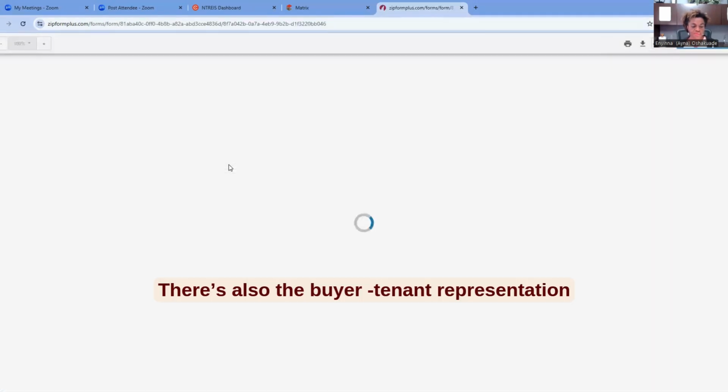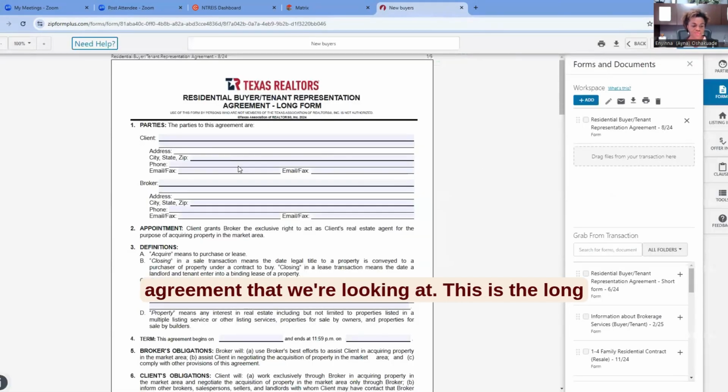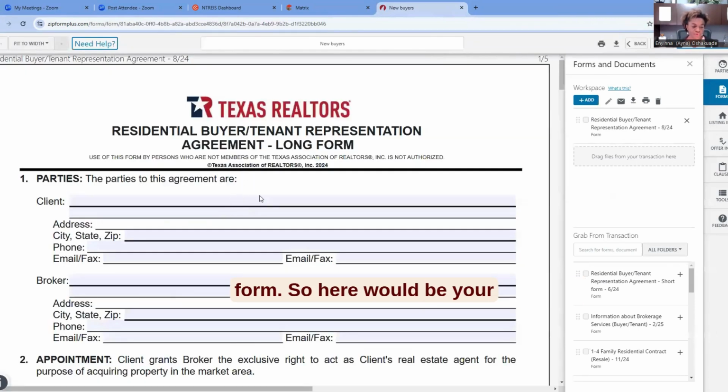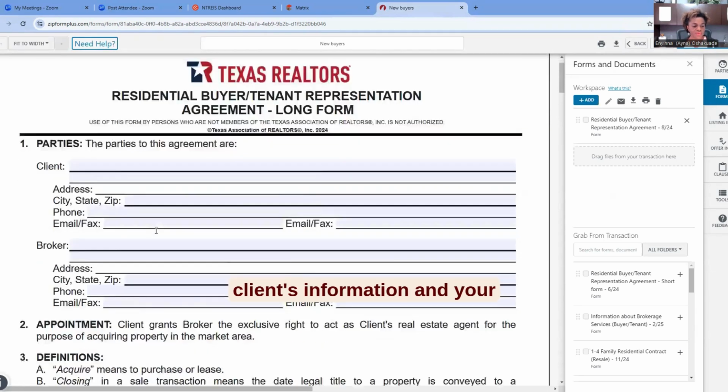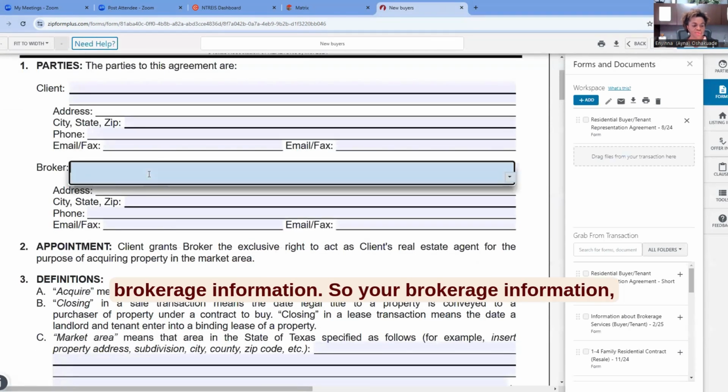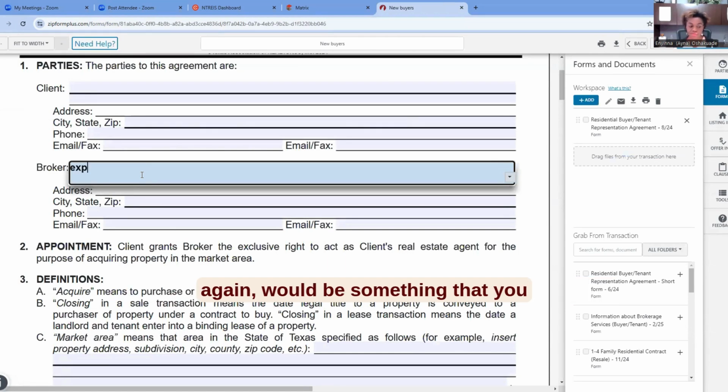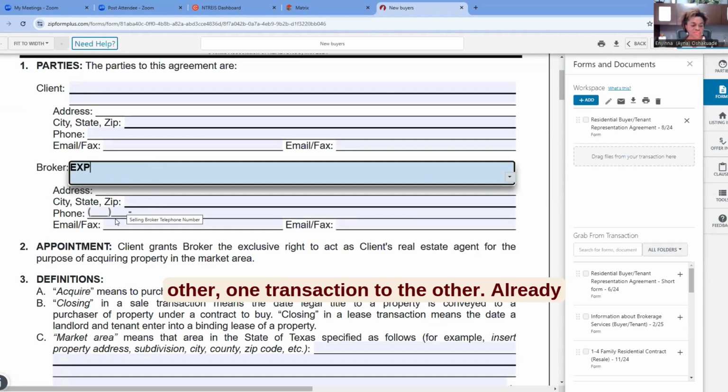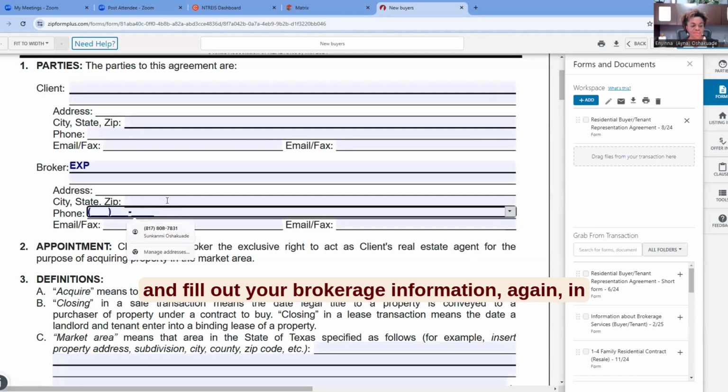There's also the buyer-tenant representation agreement that we're looking at. This is the long form. So here would be your client's information and your brokerage information. So your brokerage information, again, would be something that you would probably fill out in your template so that it carries on from one transaction to the other, already pre-filled, and you don't have to go in there and fill out your brokerage information again in each one.